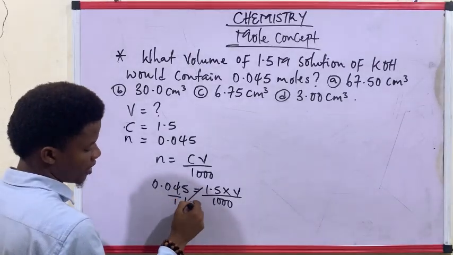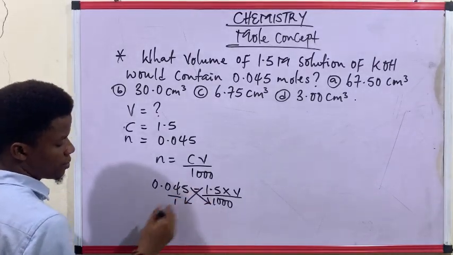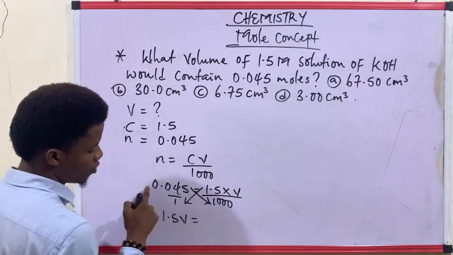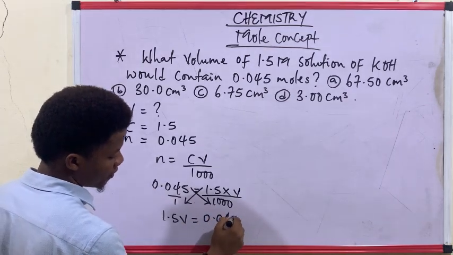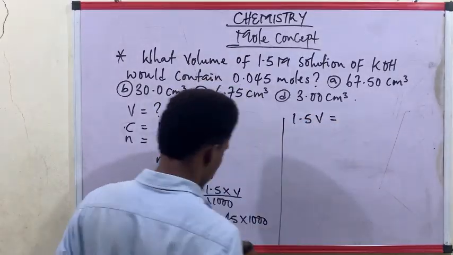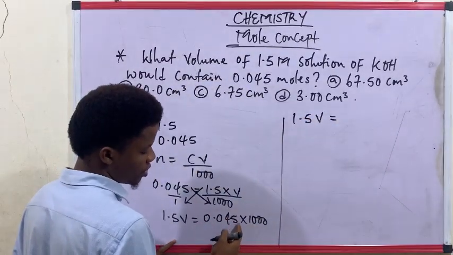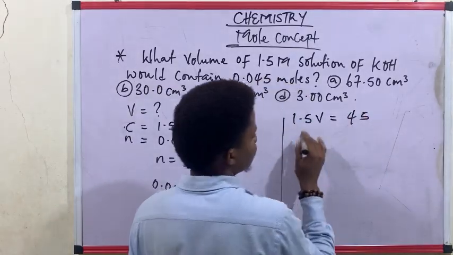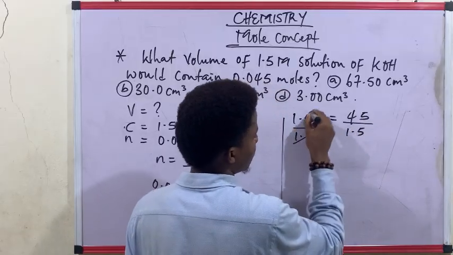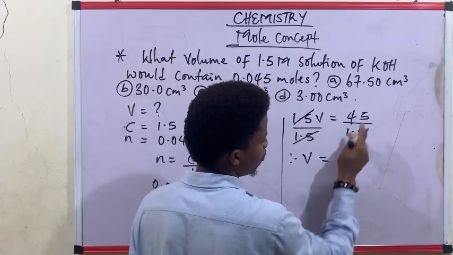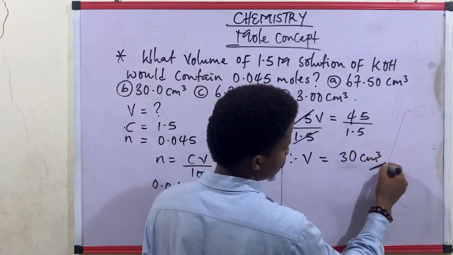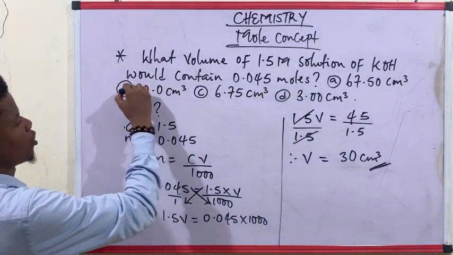So at this point, we cross multiply. 1.5 times V times 1 is 1.5V, which is equal to 0.045 times 1000. When you multiply this, that's 45. So divide both sides by 1.5, and 1.5 cancels out 1.5. Therefore, V is equal to 30 centimeter cube. So our answer is option B.